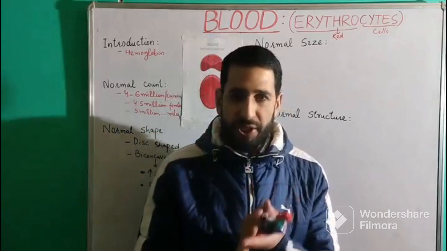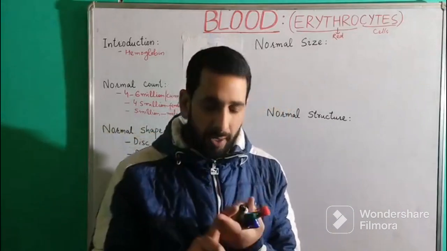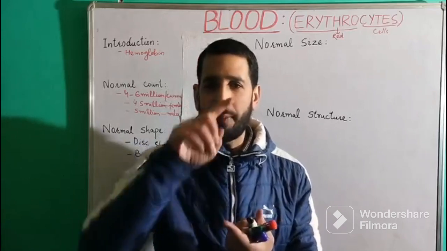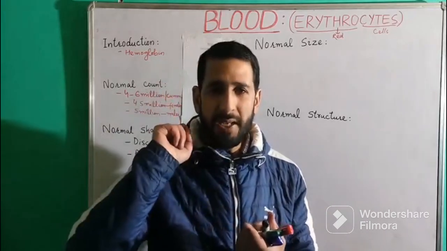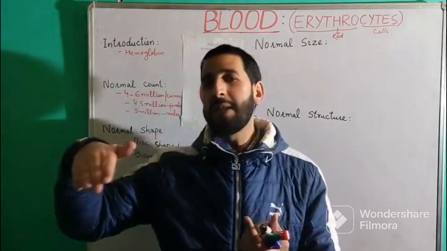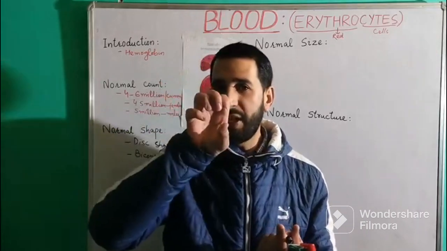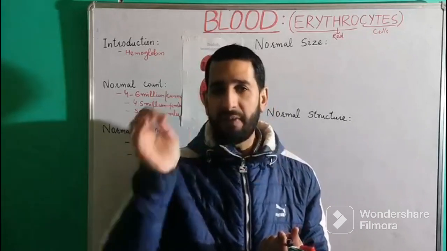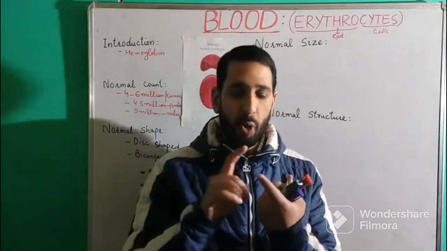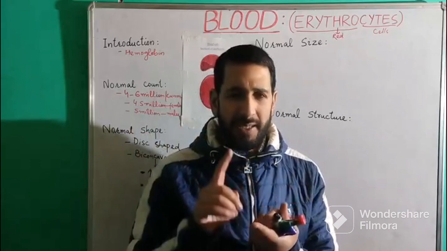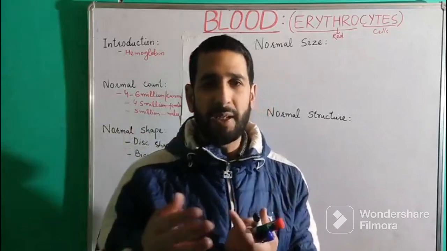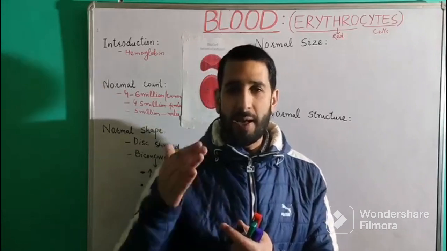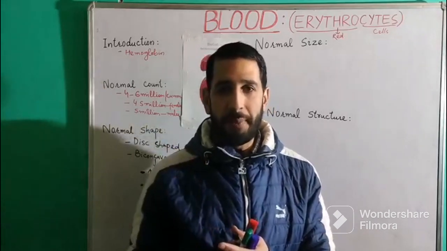So normal shape, the normal shape of RBCs is actually disc shaped or biconcave shaped cells, and when we take the cross section we find a dumbbell shape, and that dumbbell shape means in the center it is thinner and in the peripheries it is thicker. So that is the shape of RBCs, and this biconcave shape is actually very important for these RBCs to increase the surface area and to pass through the smaller capillaries in our body.